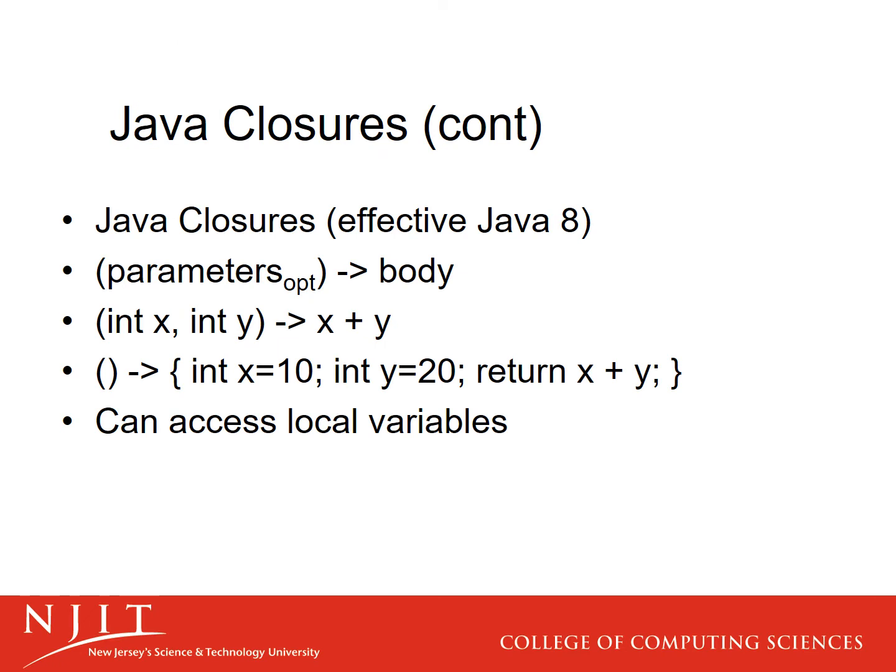Now Java has closures as well, and they look like this. A parenthesized list of parameters, optional, followed by that little arrow notation, followed by a function body. The function body can be a single statement, or it can be a curly brace enclosed list of statements. And the closure has access to local variables.